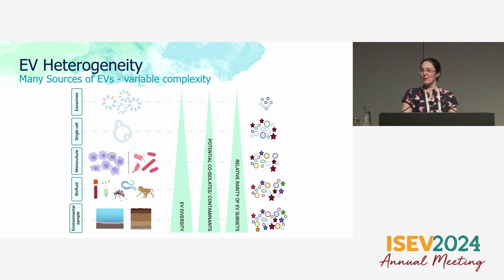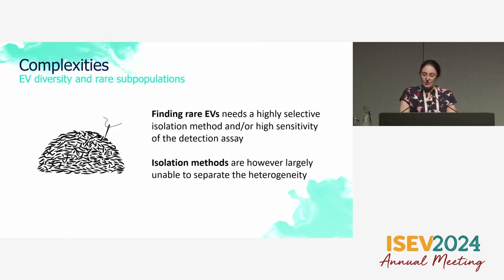So please bear this in mind when you're doing your EV research. What this leads to is that for finding rare EVs, we need a highly selective isolation method. We may also need a highly sensitive method for detection or assay of our EVs of interest. And as you'll hear, isolation methods are unfortunately largely unable to separate this heterogeneity. But I'm really hoping that by the end of the day, we're going to have some new technologies coming through that can help us to delineate this crazy heterogeneity of EVs.